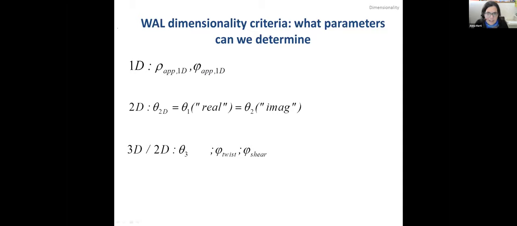From this criteria, if it's 1D, we will get the average apparent resistivity and phase. If it's 2D, we can calculate the strike, which should be the same value obtained from the real or from the imaginary part, and I call them theta 1 and theta 2. And if it's 3D over 2D, we can define the strike 3. I call it 3 because it's calculated in a different way than in the 2D case, and we can obtain the twist and the shear angles.